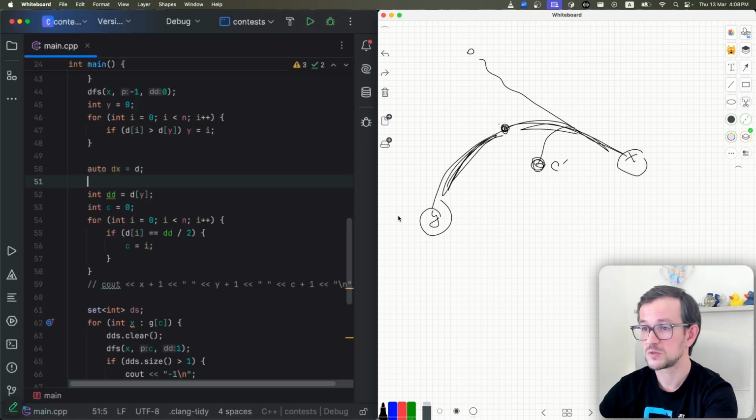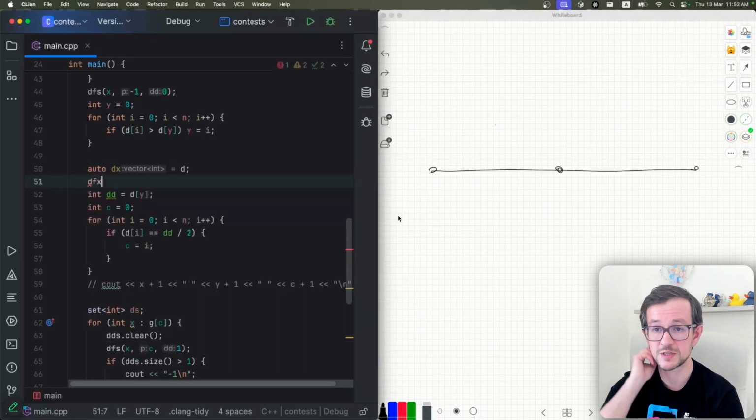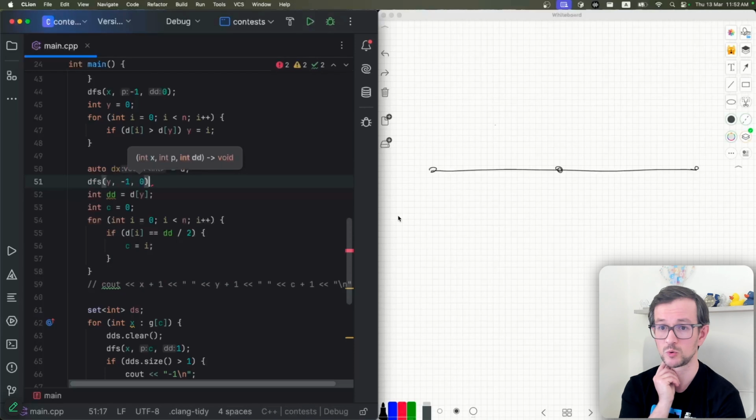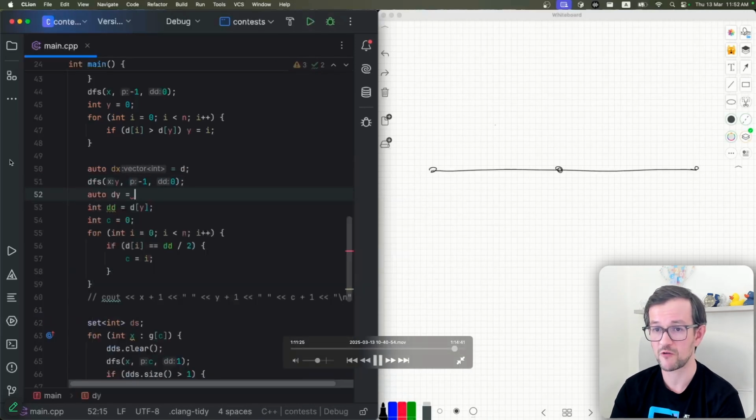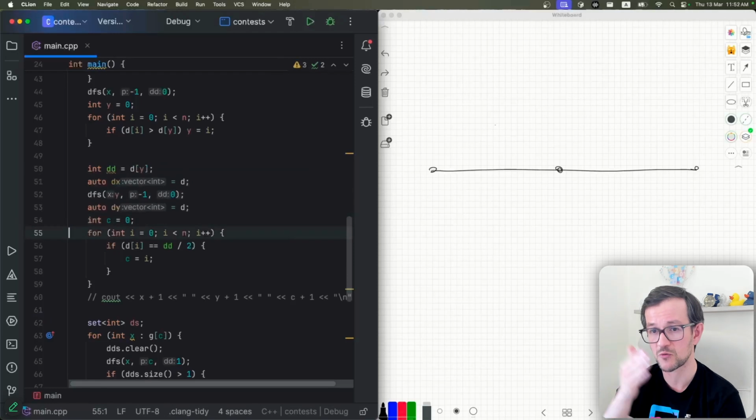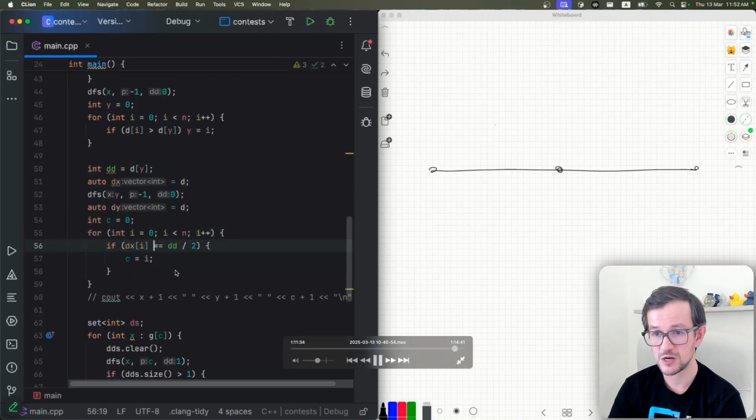Yeah, so that's what I will do. So I will calculate distances from node X and distance from node Y. Here I copy array D to array dx. So now I have distance from both x and y. And here I check.